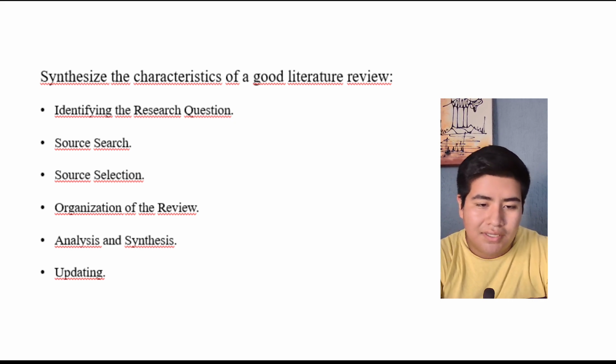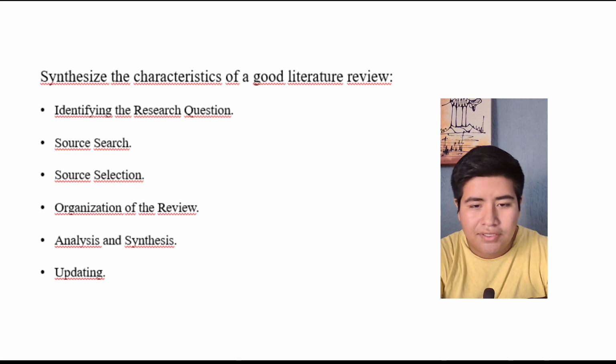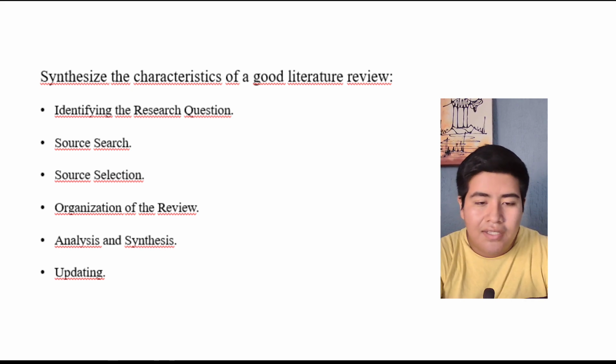The second is the source search, and we need to use academic databases, libraries, and online sources to search for relevant sources for our investigation. And we need to be sure to use accurate search terms and consider including synonyms that are related to our topic and use keywords.